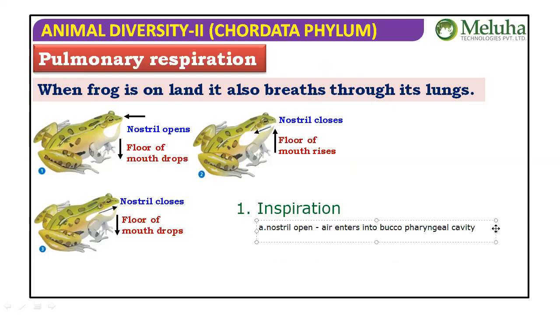Then how will it go to the lungs? That is the question here. The floor of the mouth, the buccopharyngeal cavity, raises. Now you see the difference where I circle. The floor of the mouth raises. Nostril closed. Then what happens? The buccopharyngeal cavity is elevated, that means the floor of the mouth.